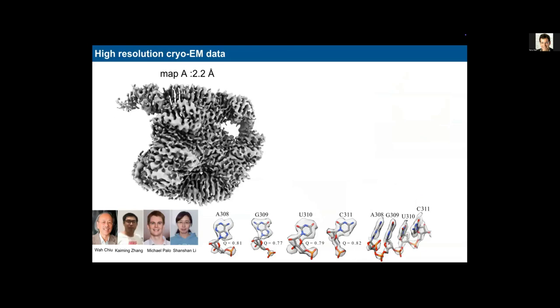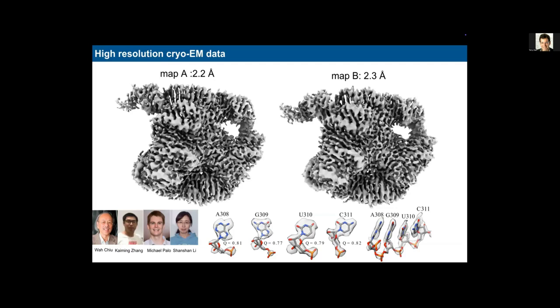But when I joined the lab, work done by Hua, Kaiming, Michael, and Shan, we were sitting on this higher resolution map of roughly 2.2 angstroms. So this is roughly when we can not only see magnesiums, but we can start to see water densities and other ions as well. And just showing you the quality of data here, we can really start seeing the grooves created by the exocyclic groups in the bases.